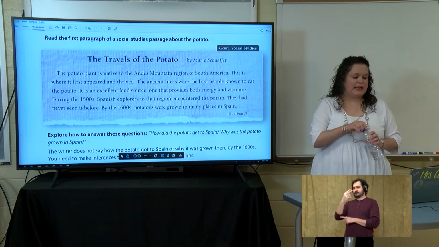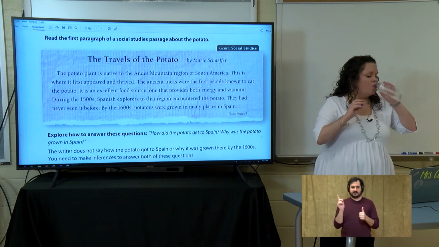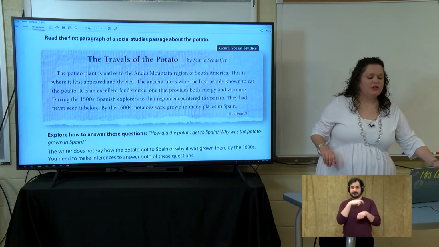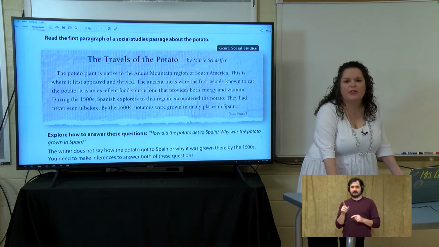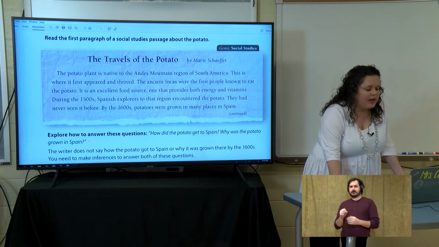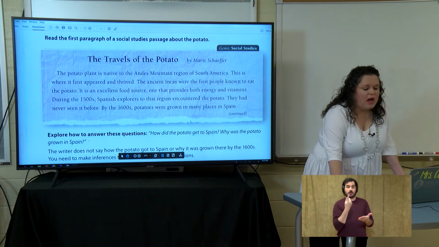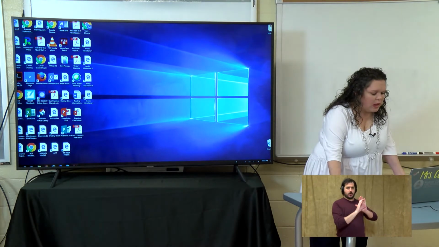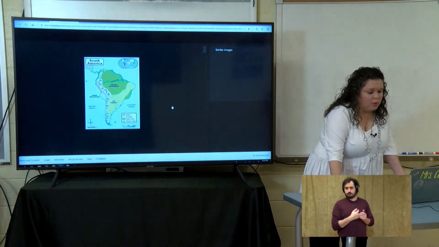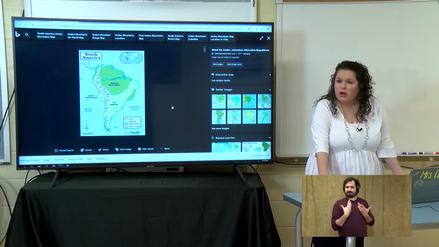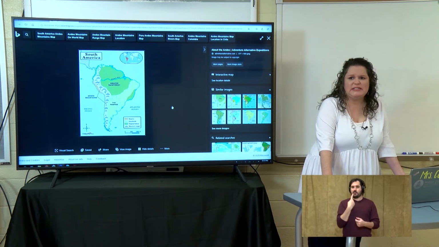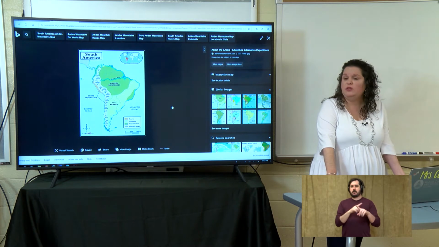So in the first sentence, it says, the potato plant is native to the Andes mountain region of South America. And last week, boys and girls, we actually looked at a photograph of South America because I told you, boys and girls, I am more of a visual learner, and so I want to see what it looks like. I know we live in North America, so I want to see what South America looks like. I've never traveled to South America.